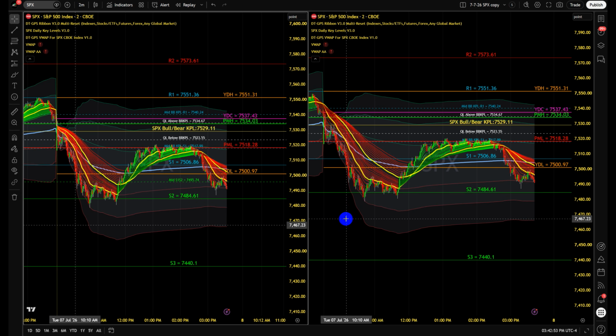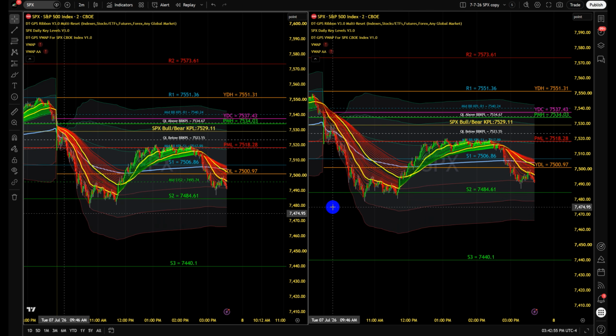So the advantage of this ribbon, especially using it with the key levels indicator, is that on closes above or closes below any of the daily key levels or the 5 contextual levels, that is your initial entry signal. However, there is no entry without confirmation from the ribbon.